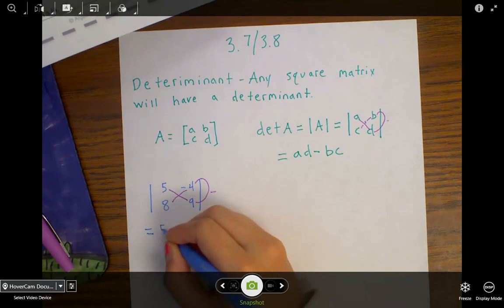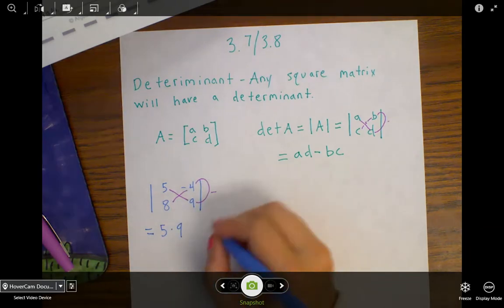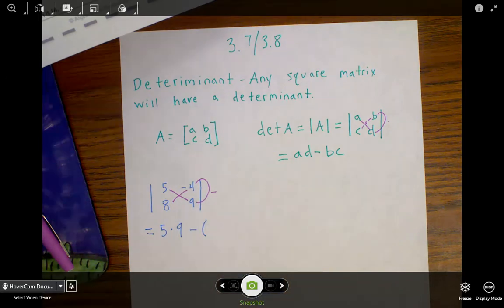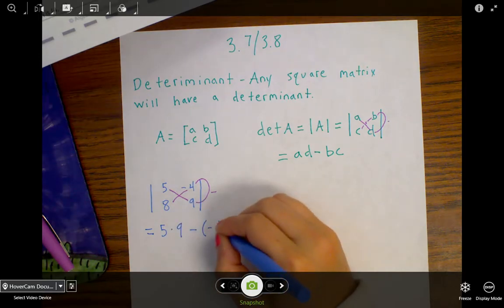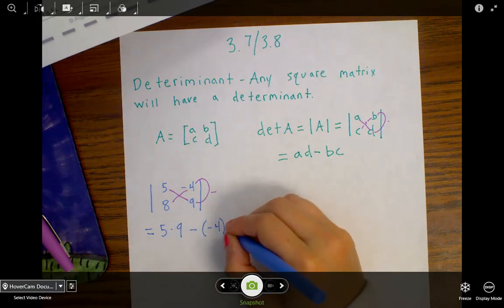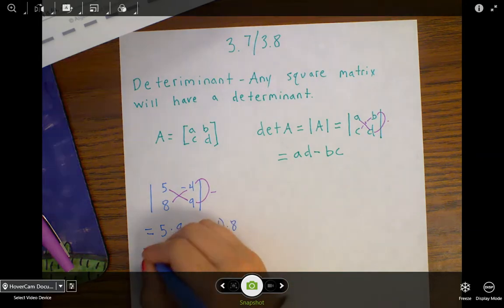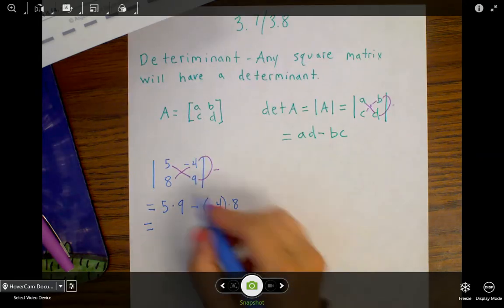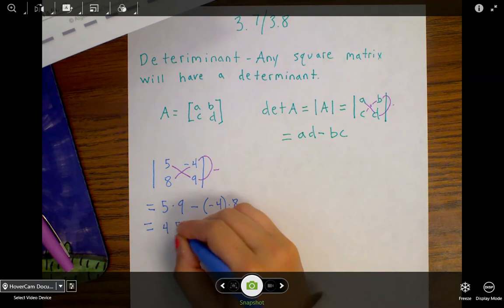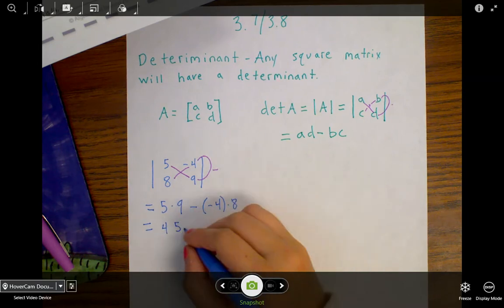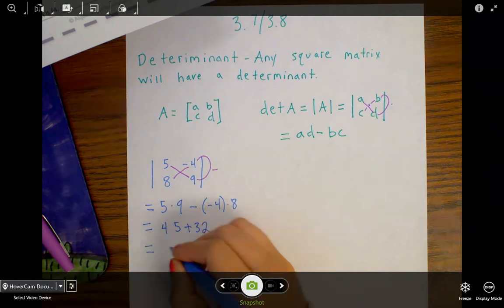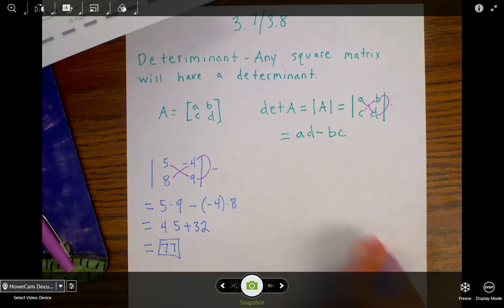So we would have 5 times 9 minus, that's really important, it is subtraction, -4 times 8. So simplifying, we would get 45. And because we're subtracting a -32, it's going to become addition. And we would get 77. So that would be my determinant for that one.